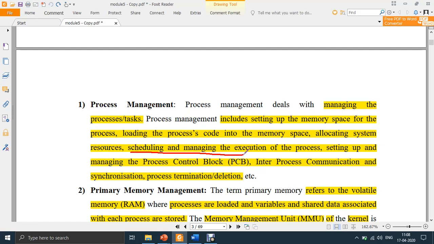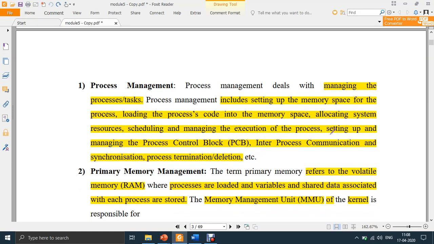Then there is scheduling and managing the execution of the process. What do we mean by scheduling? As I told, at any given point of time there are various applications or processes running. All these processes have to share the same CPU, because the CPU is only one and is not available to all at a time. So it has to be shared, and how it is shared depends on the scheduling algorithm. We shall discuss them later. But remember, the CPU and the hardware should be shared among all the processes. That is taken care of by process management.